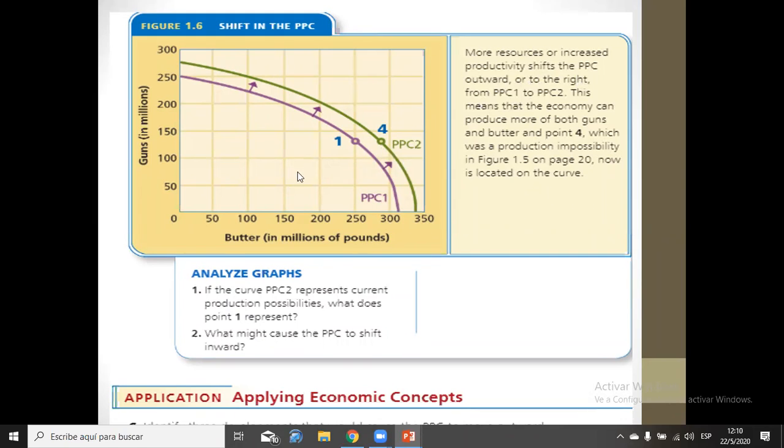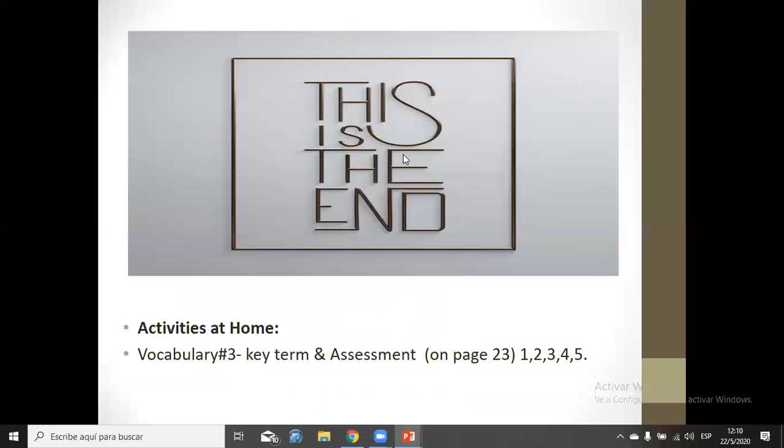The opposite is a recession. If they move from here back to here, it's a recession. Now it's a growing economy. This means that the economy can produce more of both guns and butter. And point 4, which was a production impossibility in the picture 1.5 on page 20, now it's located on the curve over here. Okay.